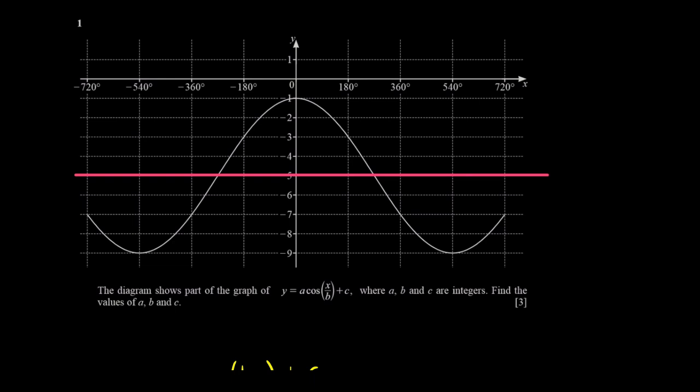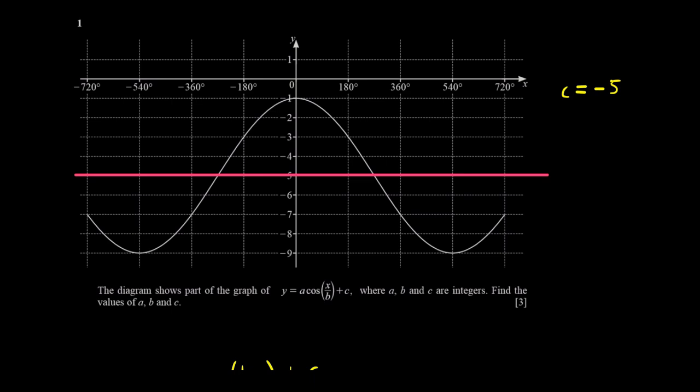But if you're not sure about that, you could take the peak value, which is -1, add it to the lowest value, which is -9. So -1 plus -9 is -10, and if I divide it by 2, I'll get -5. So that's our value of c. C has got to be equal to -5.